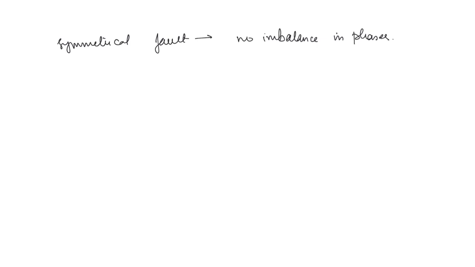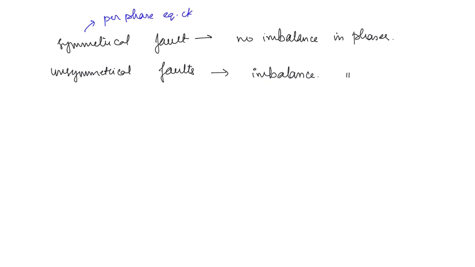But what will happen in unsymmetrical faults? There is going to be some imbalance that is being introduced. So that is why, in order to do the fault analysis for unsymmetrical faults, we cannot make use of the per phase equivalent circuit. For symmetrical faults, we have used the per phase equivalent circuits, because each of the phases is the same. We take just one single phase, analyze the fault current, and get the fault current for the three phases. But for non-symmetrical faults, that is not possible.